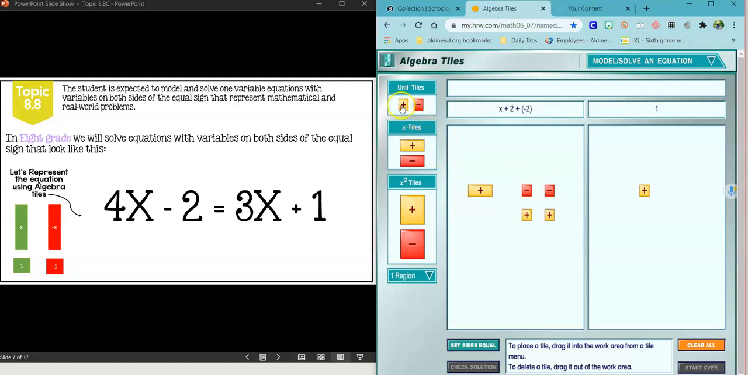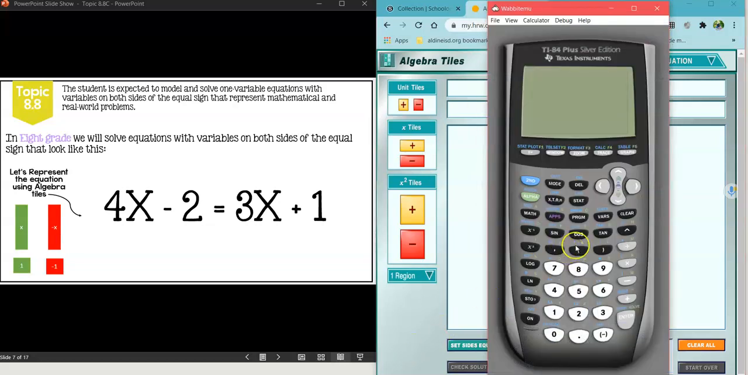So I'm going to add 2. And again, if I do it to one side, I must do it to the other. So I'm going to add 2 to this side as well. And then again, I'm going to create my 0 pairs. So I finally have x by itself, and it equals 3. So again, I want to make sure, so I'm going to plug it into my calculator.